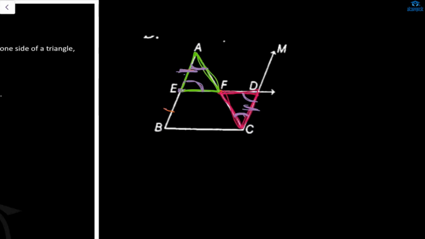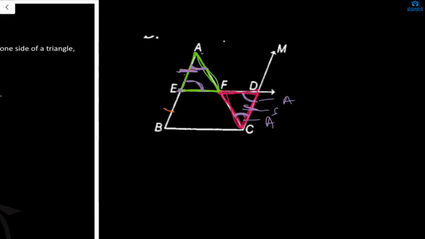So we got three things, that is ASA. From the ASA rule, we have proved that triangle AEF is congruent to triangle CDF. As the two triangles are congruent, from CPCT AF is equal to FC. So F is the midpoint of AC. Understood?